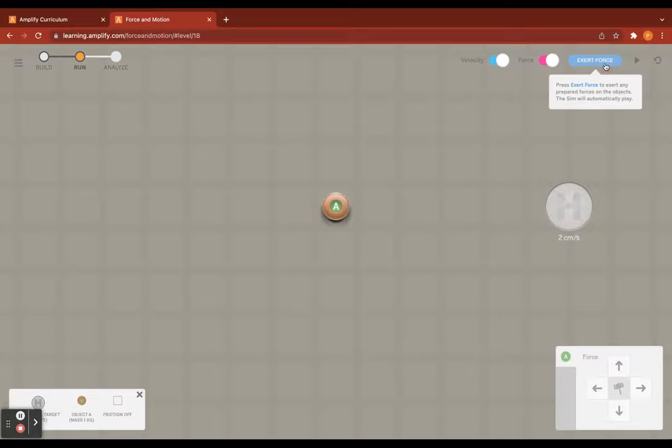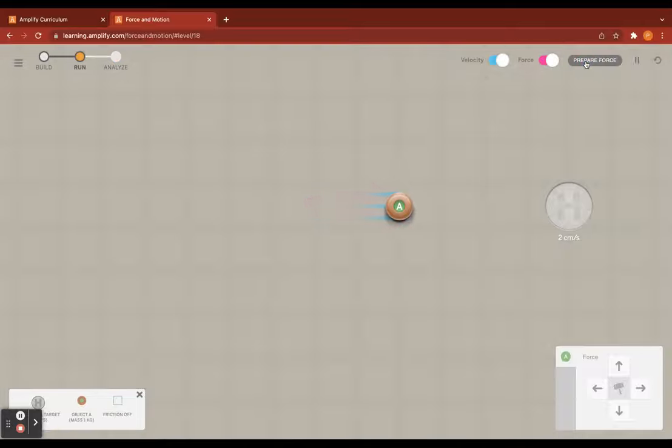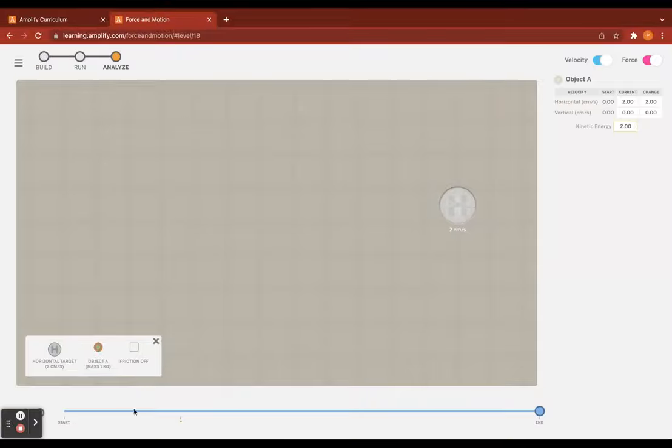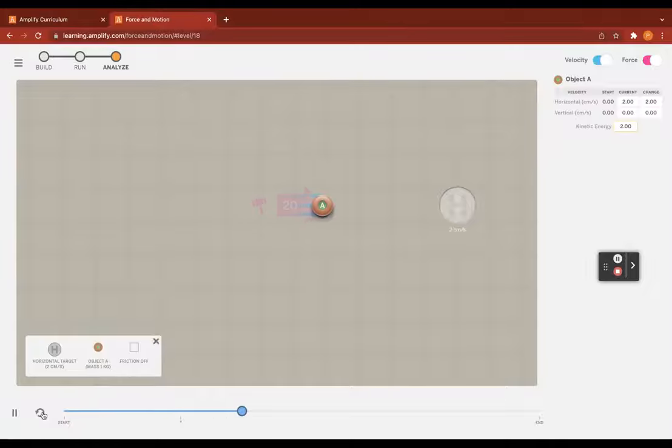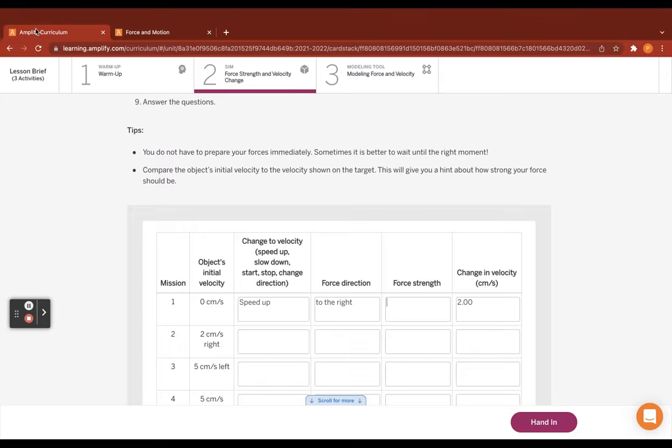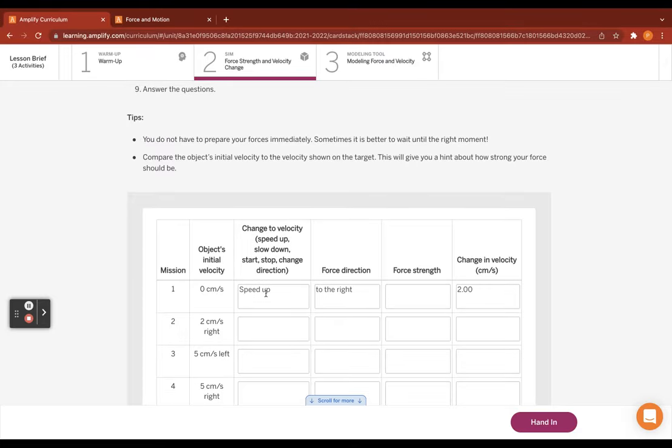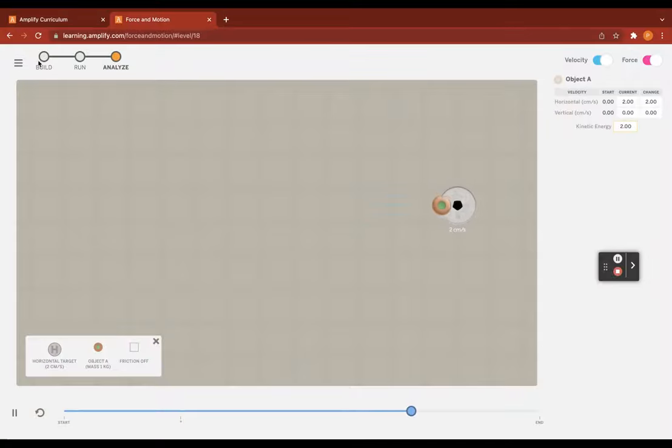Run. Prepare force. Exert force. Analyze. Move this thing out the way. If I click the refresh button at the bottom, a pink arrow is going to pop up. And at that point is where I see my force, which is 20. So to make it speed up from 0 to 2, I needed to hit it with a force strength of 20.